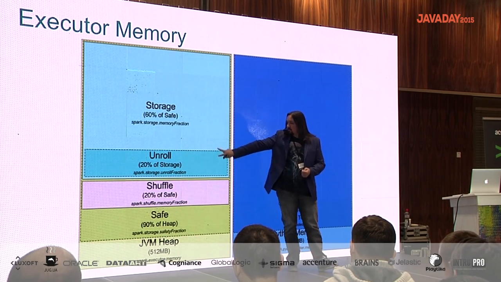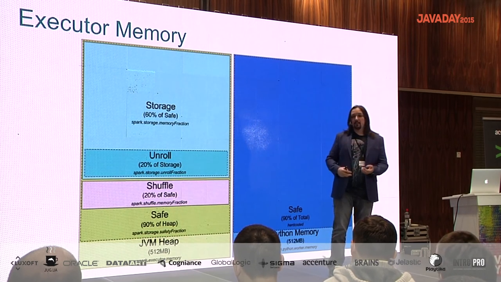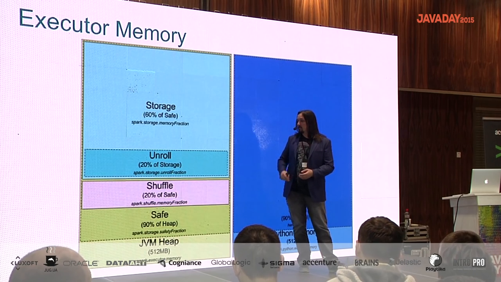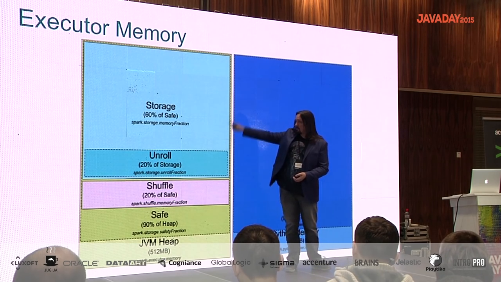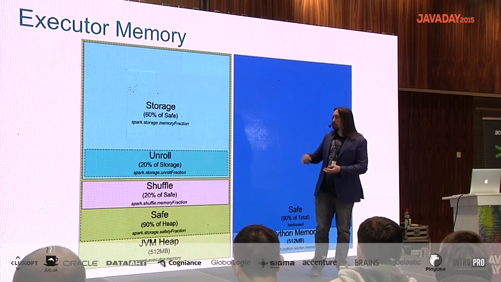Storage has a part called unroll. Unroll is the part that is used to deserialize the data. Because in cache, you can store not just Java objects, but also serialized data. If the data is serialized and compressed, you need some place to transform this serialized data back to Java objects. And this 20% of the storage is used to unroll specific partitions. Partitions are often unrolled one by one.